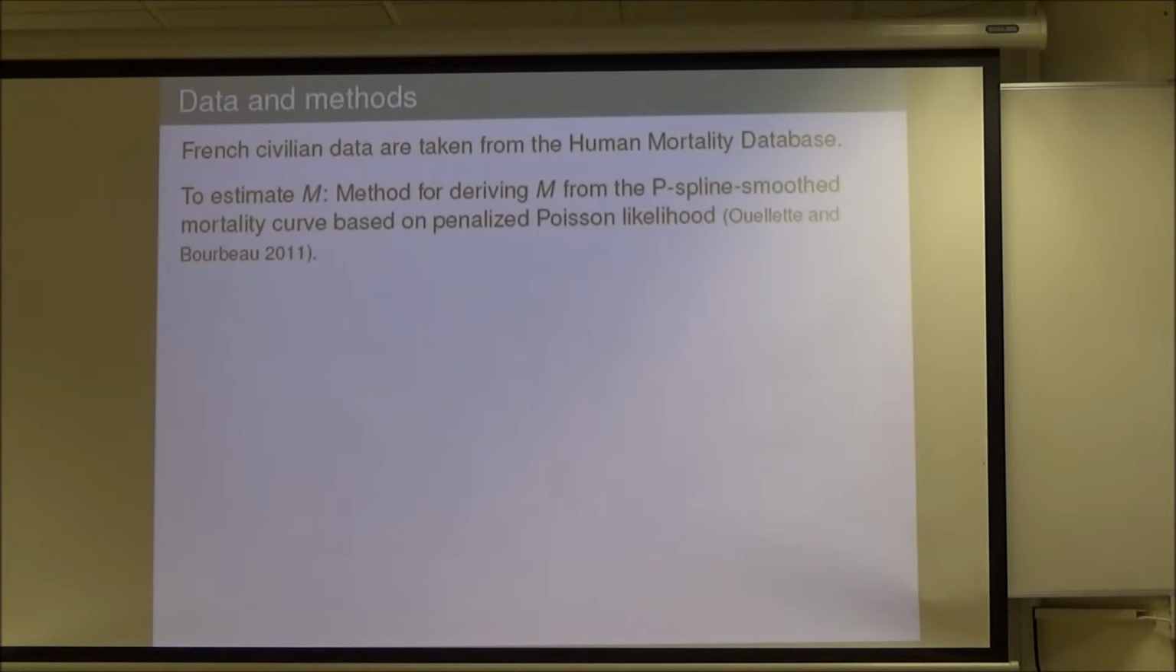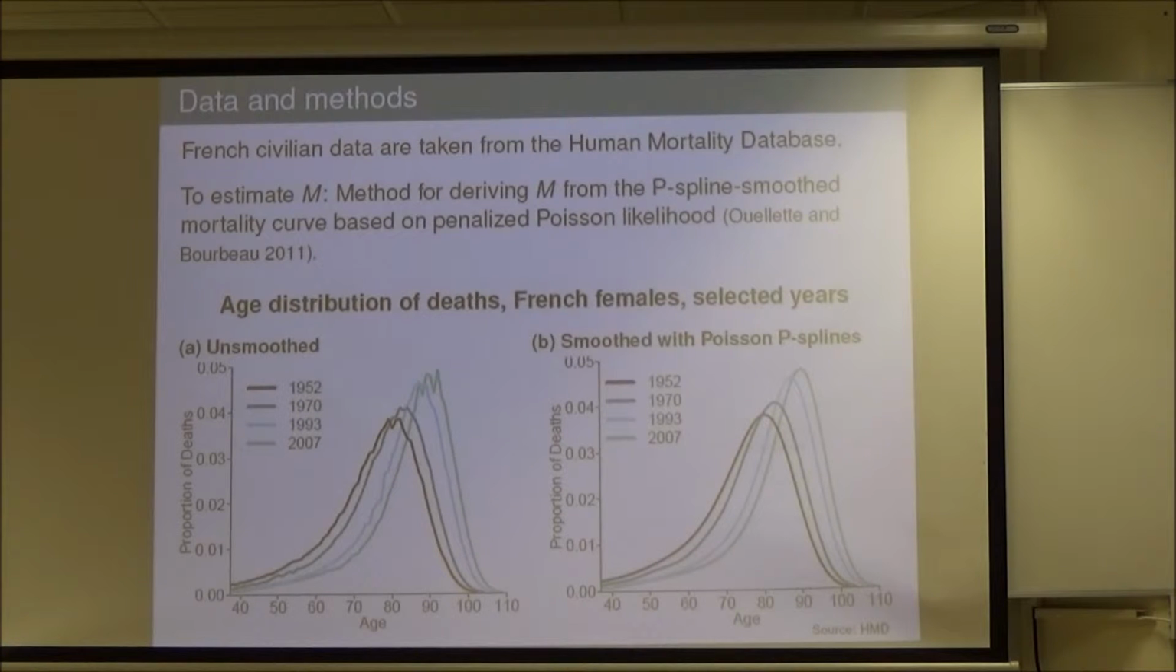So why do we need smoothing? Well, on the left-hand side here you see that without any smoothing, the typical flatness and somewhat irregular pattern in the modal age at death area makes it quite difficult to identify with great precision the modal age at death value, but with smoothed curves it becomes quite easy to identify them.